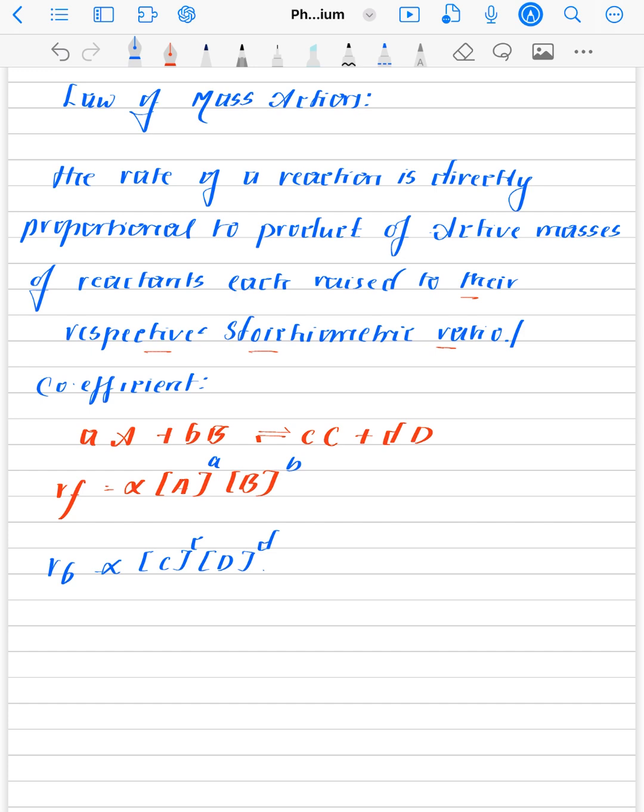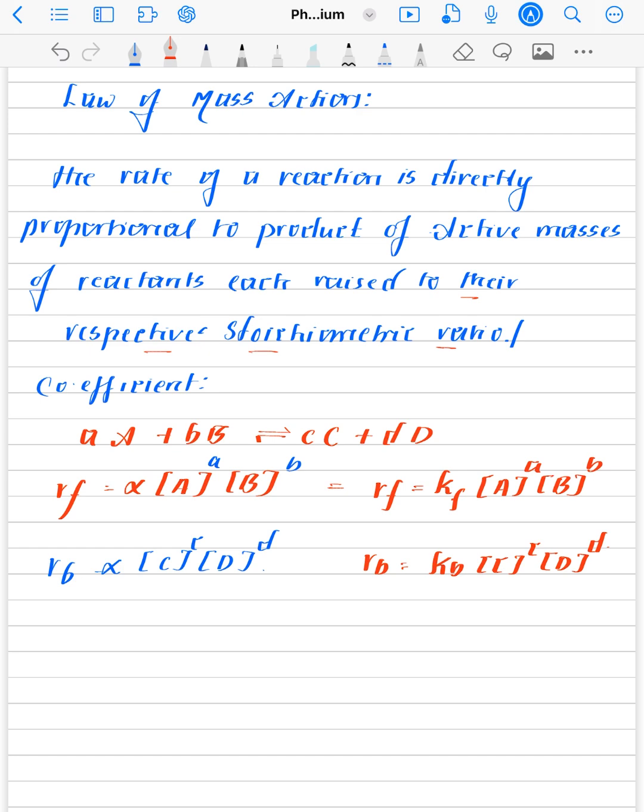So by any chance, if I just open up the proportionality symbol, I will end up getting the rate of forward reaction equal to Kf. Now what does this Kf refer to? The rate constant for a forward reaction. Okay, that's a rate constant. So A raised to A, B raised to B. Similarly, RB is equal to Kb, C raised to C, and D raised to the stoichiometric coefficient, that is D.